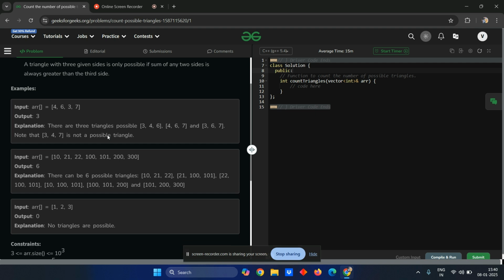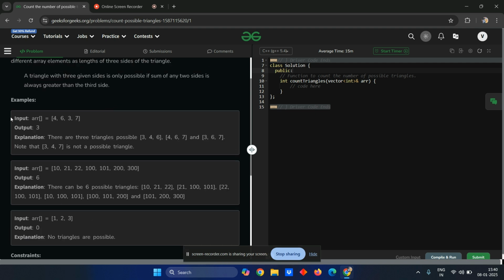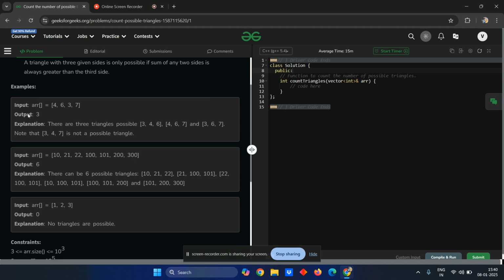So first of all we are going to check this using an example. If I'm talking about example 1, we have an array with the sizes of the sides. Let it be 4 centimeter, 6 centimeter, 3 centimeter, 7 centimeter, and these are basically the lengths of the sides. Now we need to define how many triangles we can construct with these lengths. As the output given here, we can construct three triangles using these given lengths.